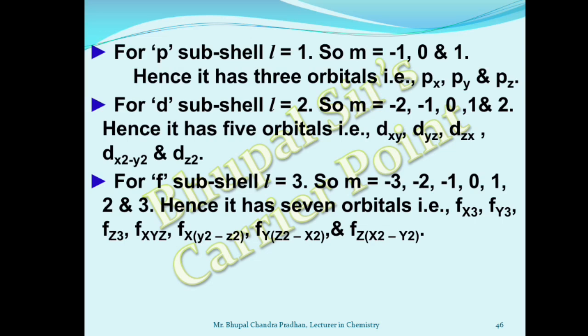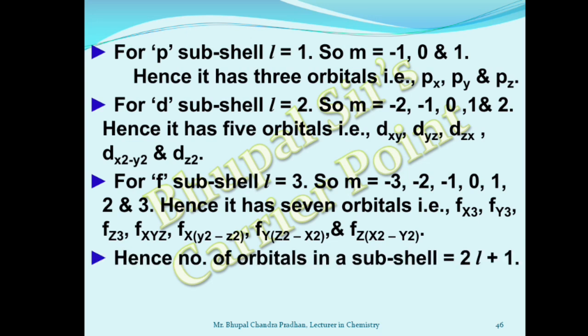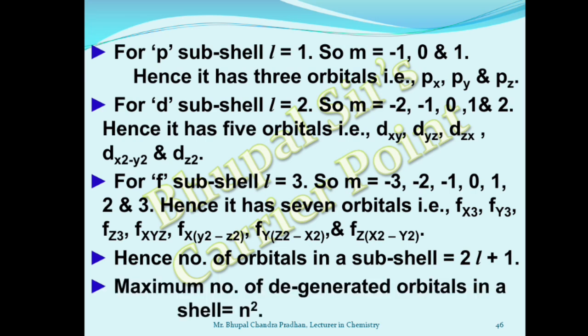That is fx cube, fy cube, fz cube, fxyz, fx into y square minus z square, fy into z square minus x square, fz into x square minus y square. Hence, the number of orbitals in a subshell is equal to 2l plus 1. Maximum number of degenerate orbitals in a shell is equal to n square.